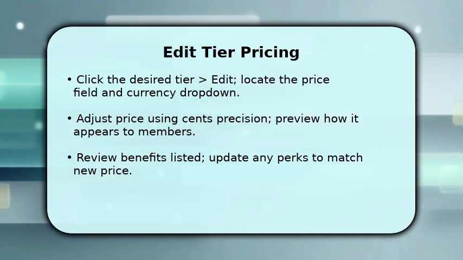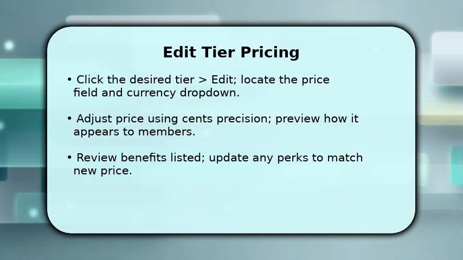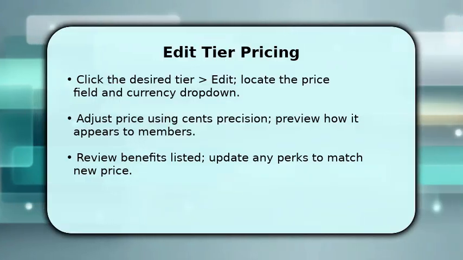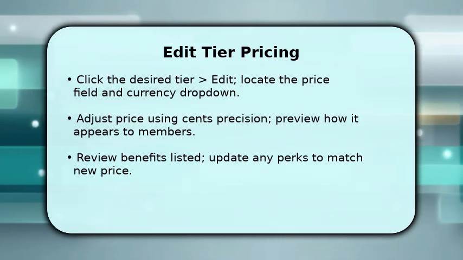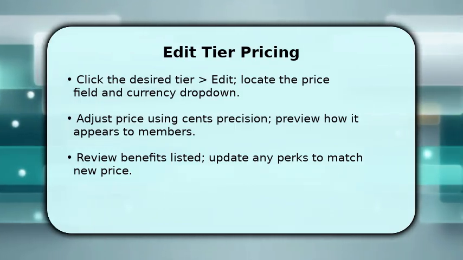existing members. While adjusting price, make sure the listed benefits justify the change. Update perks or descriptions to match value. Once you confirm text and price, save the draft, because saving commits the new amount for future signups and prepares the rollout to current members.